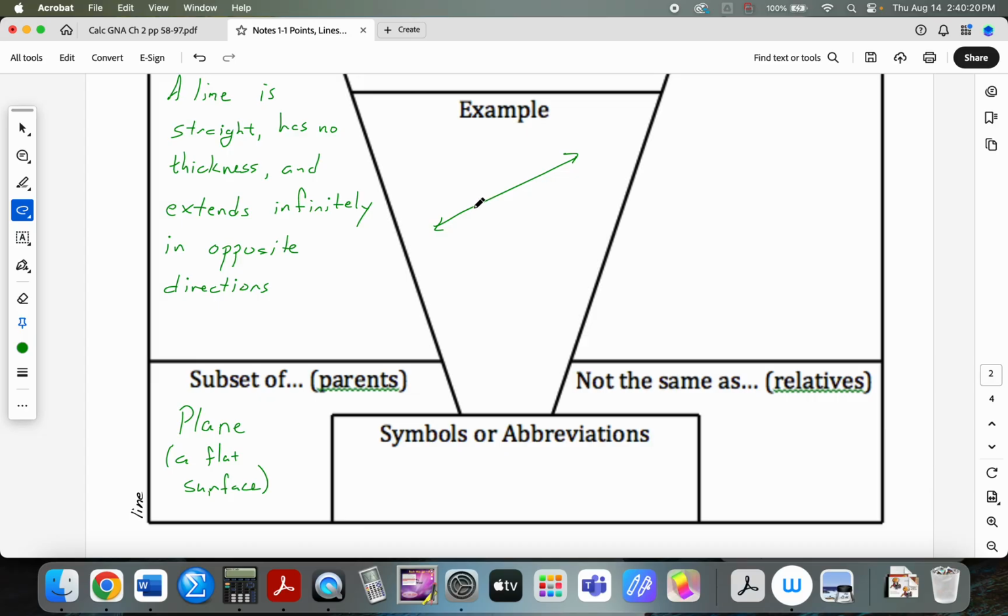Now, I'm going to go ahead and put 2 dots on this. Those dots represent points. And let's just label them A and B. If I want to tell you that I'm talking about this line and no other line, I can say AB with a little horizontal line drawn above them.